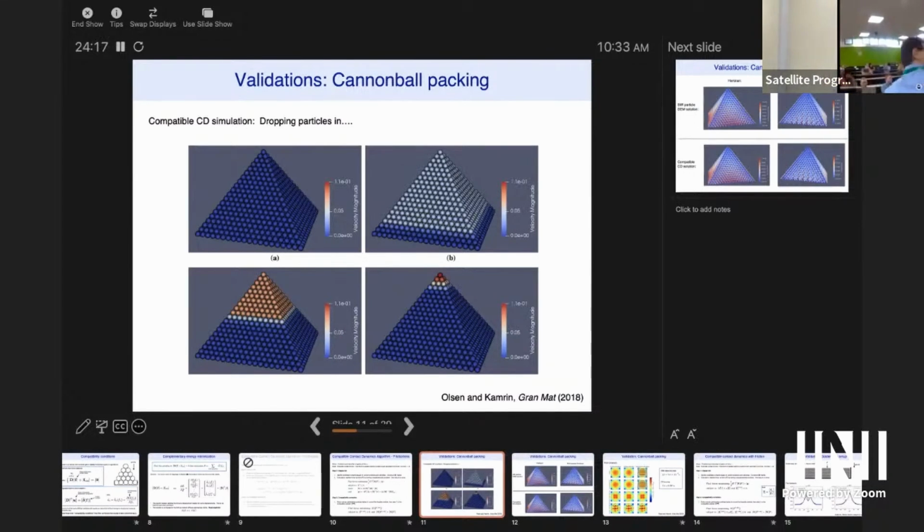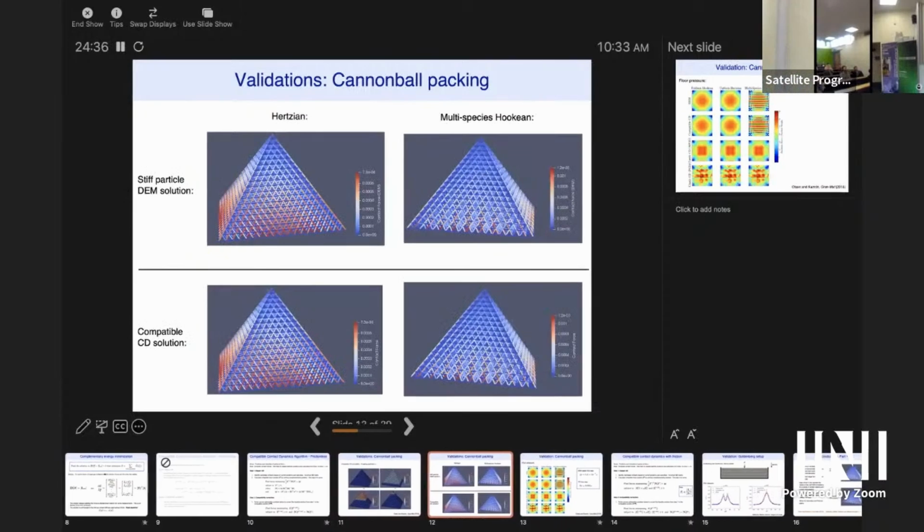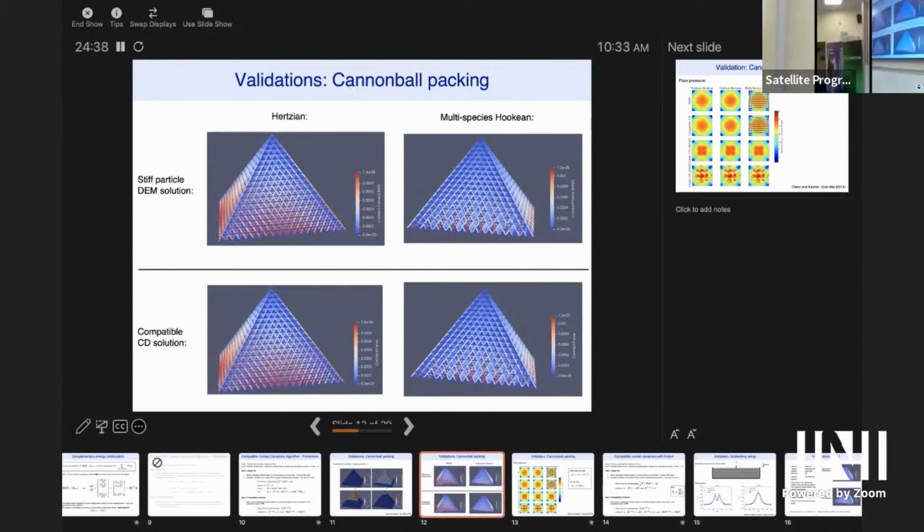So I drop them in until I find, so this is the velocity as I drop in this system of particles. And this is highly over-coordinated, so this is really non-isostatic. Okay, let's have a look at how we do. This contact dynamics on its own would have a lot of possible solutions. This is also known as the cannonball packing, the famous indeterminacy of the cannonball packing problem.